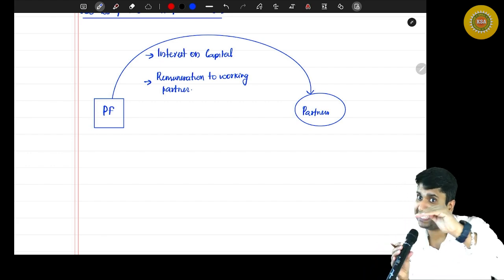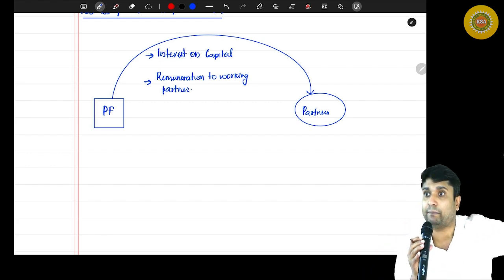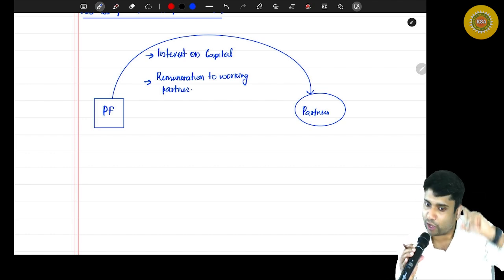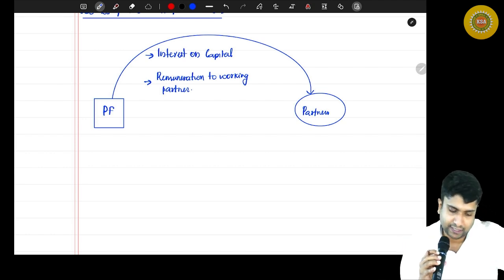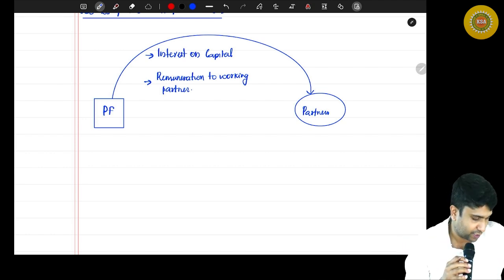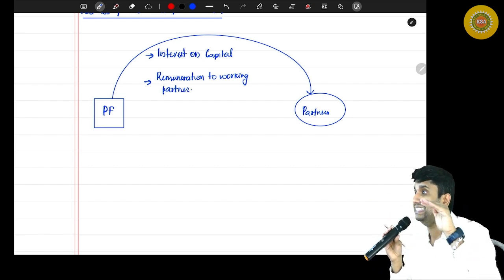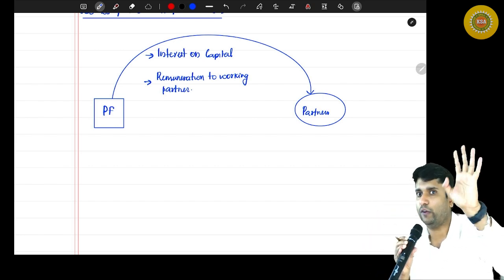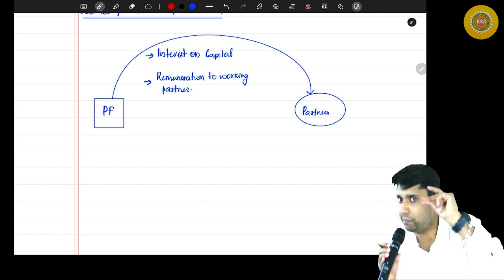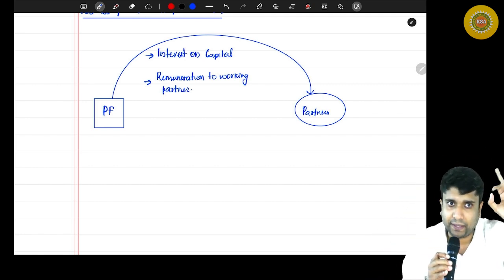The partnership firm is doing some business and making some profits out of it. From that profit, they can claim this interest on capital as well as the remuneration to partners as what? A deduction, but subjected to certain ceiling limits. That's what we are about to discuss right now. Are you with me?